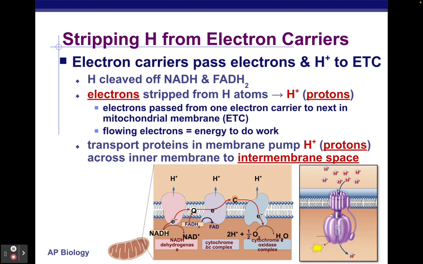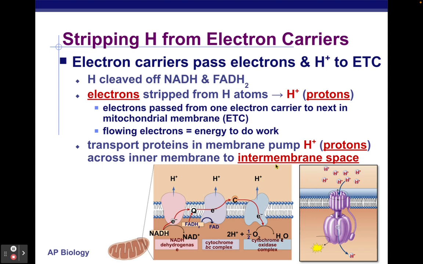All right. So stripping hydrogen from electron carriers. The electron carriers pass electrons and hydrogens to the electron transport chain, like I just showed you. The H is cleaved off of the NADH and the FADH2. The electrons are then stripped from the hydrogen atoms, so they become protons, hydrogen protons. And those electrons are passed from one electron carrier to the next, like I was just showing you. The flowing electrons are what give us energy to do work. Transport proteins in the membrane pump the hydrogen ions, now protons, across the membrane to the space.